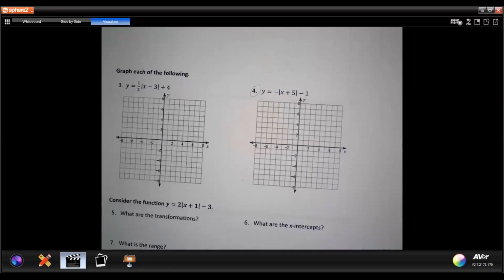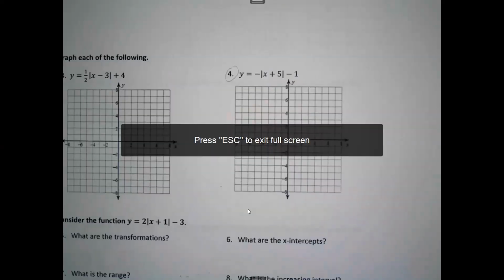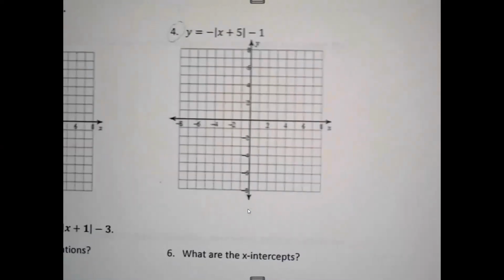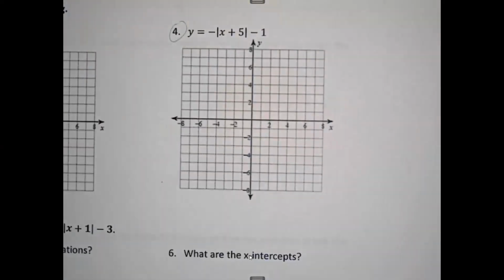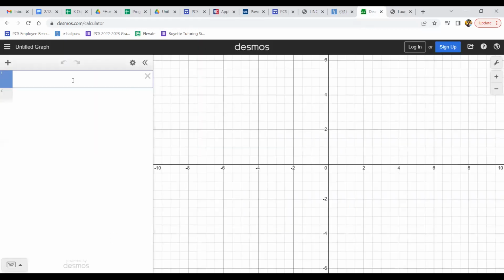Okay, so the first one for number 4, we'll be graphing that one on Desmos. This one would be a little tricky with getting the points to show up. So we've got y equals negative x plus 5 minus 1.